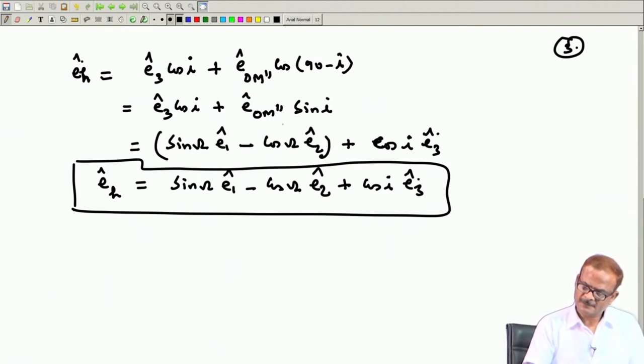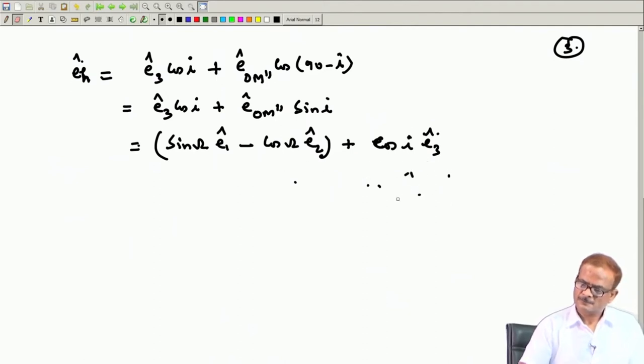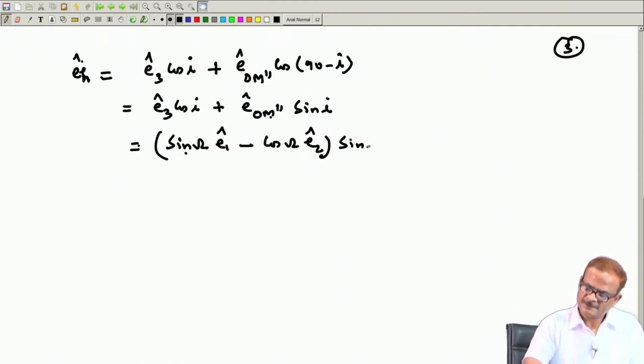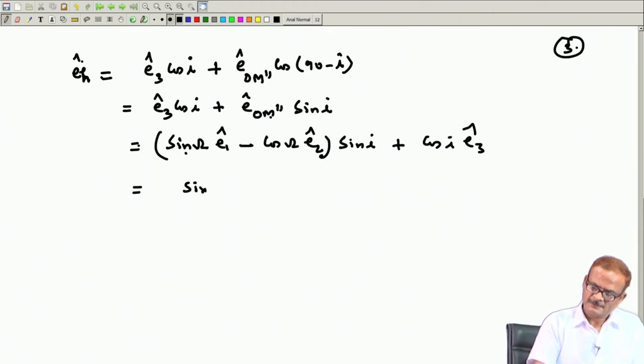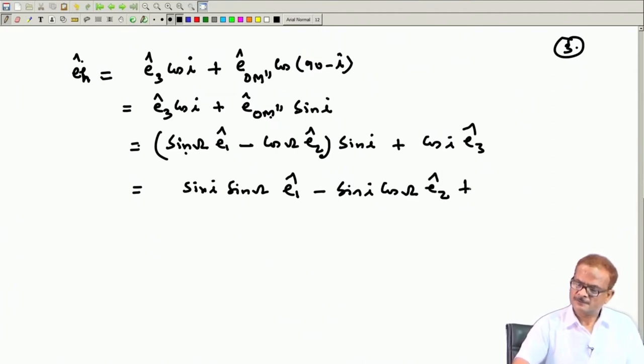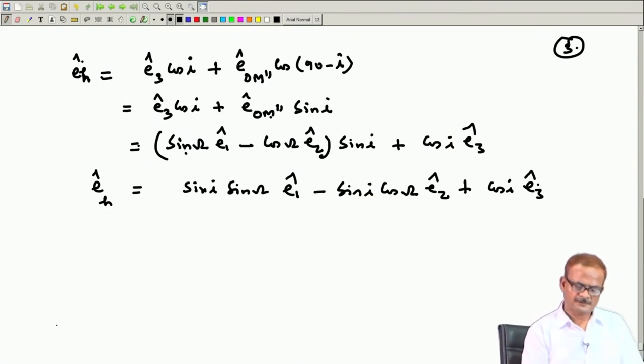Here this is multiplied by cos I, we have written here, but one part we are forgetting, so I will have to rewrite it. We have this part we have written first: sin capital omega E 1 cap, then this multiplied by sin I, this is the missing part, and then cos I times E 3 cap. So, we expand it: sin I times sin capital omega E 1 cap minus sin I times cos capital omega E 2 cap and cos I times E 3 cap. So, this is E h cap, the unit vector along the h direction.